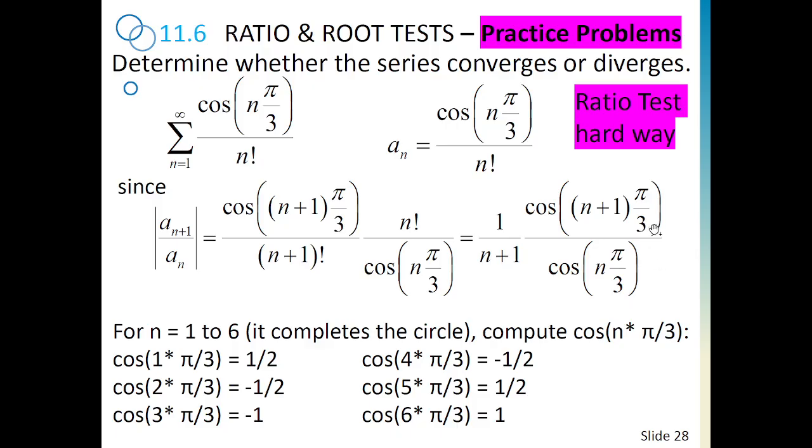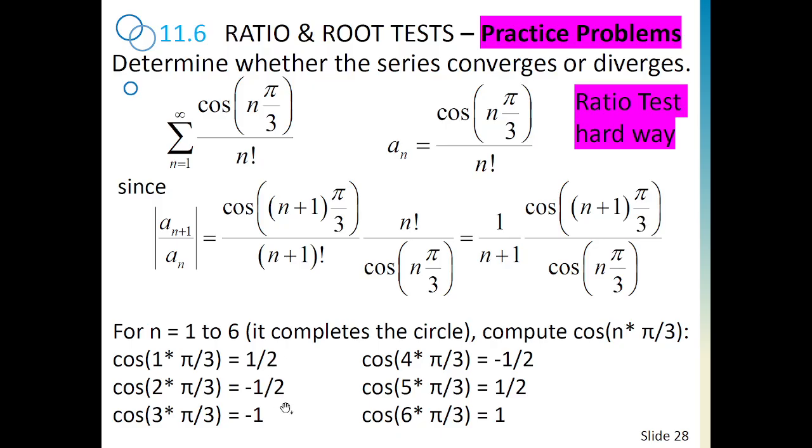How does cosine of n plus 1 times pi over 3 divided by cosine of n pi over 3 behave? Well, we need to study this. We cannot just conclude something. We need to do some serious work. So these are two consecutive numbers here, n plus 1 and n. So we need to see what's happening with the cosine of two consecutive multiples of pi over 3. So that requires some work.